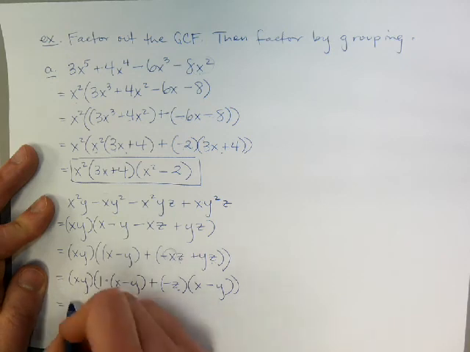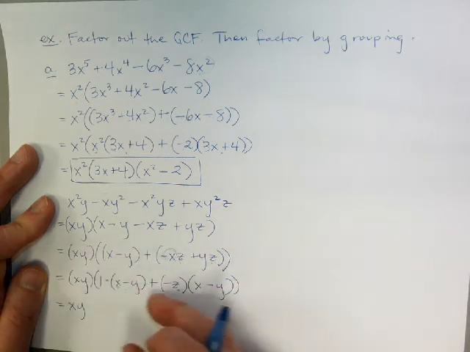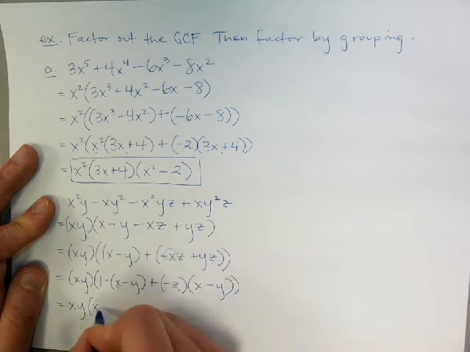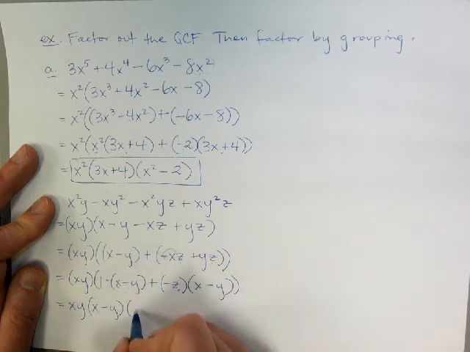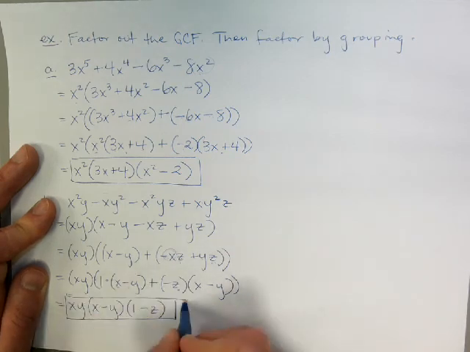Now all we need to do is we still keep our GCF. Here we're going to factor out the x minus y, and then what's left is a 1 minus z. And that's it.